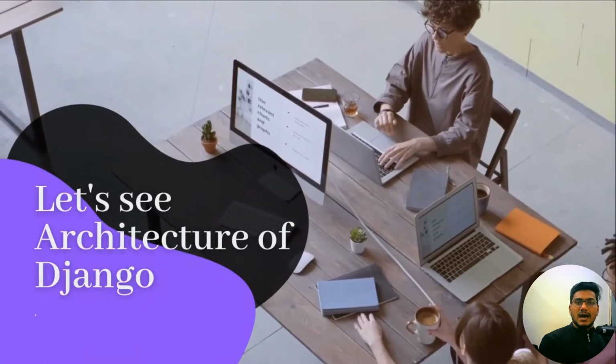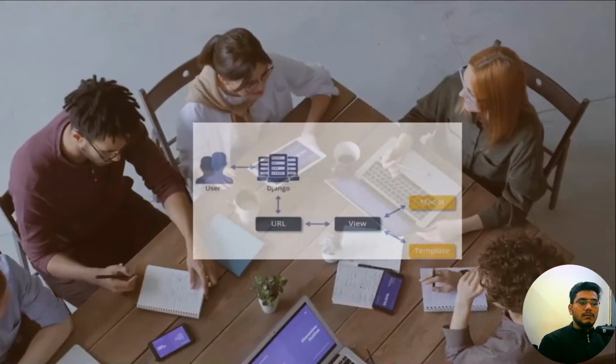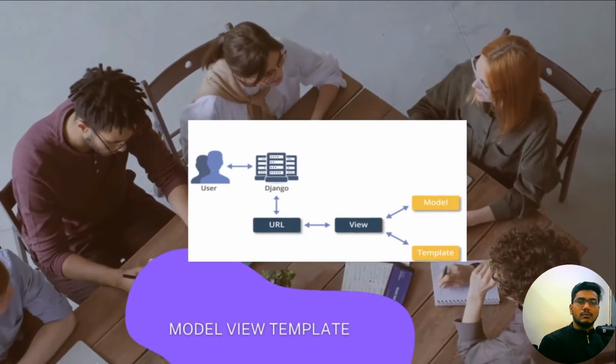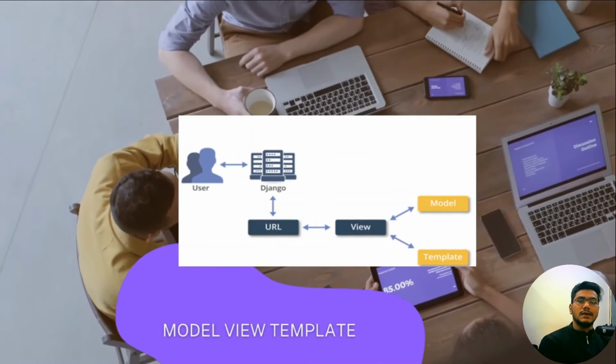So let's see the architecture of Django. The architecture of Django has a model, view, and template. It accepts a GET or POST request, runs the particular URL and the particular function, and gives an HTML template to the clients.